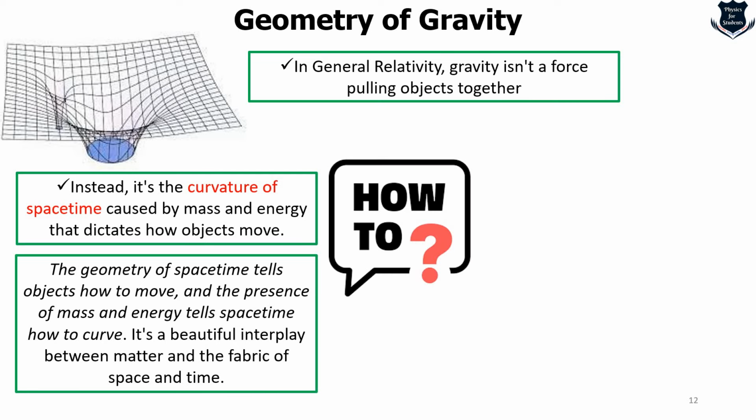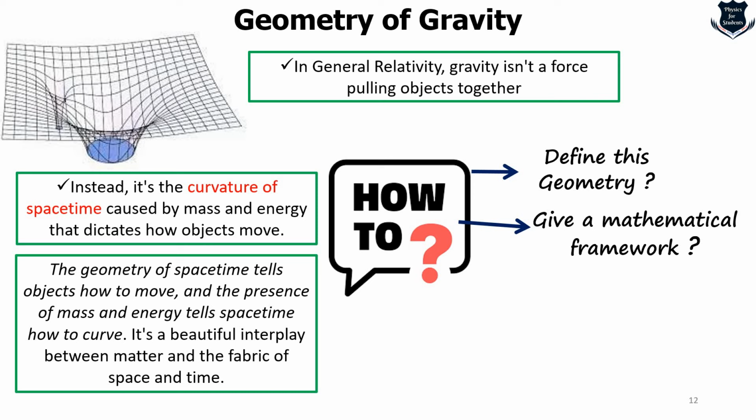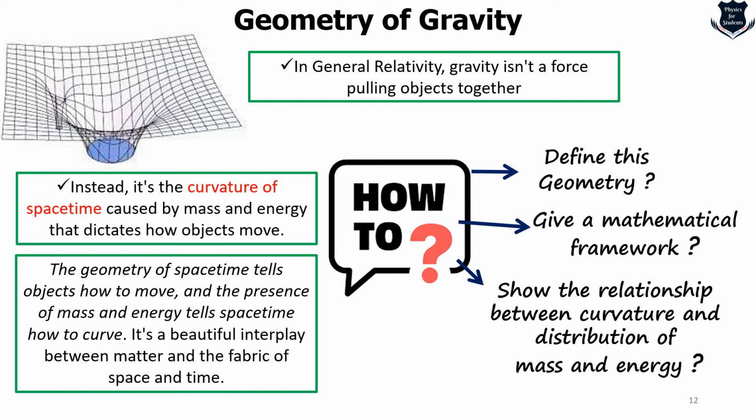But the question is this: number one, how to define this geometry? I mean to say, how do we define this trampoline-like stretched out or curled up geometry? Second, how to give a mathematical framework? I mean, how will we define through mathematics this kind of stretched out geometry? And third, how to show the relationship between curvature and distribution of mass and energy. So we have already set the stage for the role of differential geometry in general relativity: to define geometry, to give a mathematical framework, and to show the relationship between the curvature and distribution of mass energy.